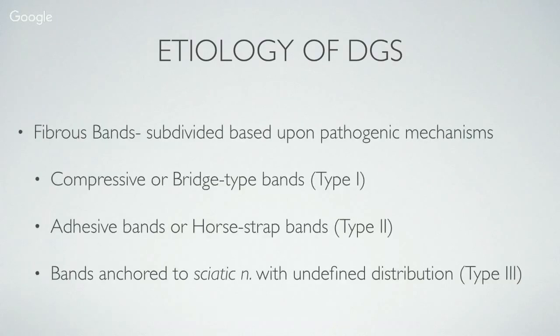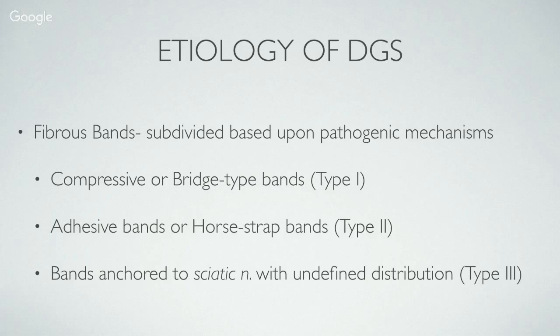They're subdivided based on their pathogenic mechanism. The type 1 bands are compressive. They compress the nerve in either an anterior to posterior or posterior to anterior action. And the bands usually extend from either the border of the greater trochanter to insert on the gluteus maximus, and onto the sciatic nerve, or up and through the sciatic notch.